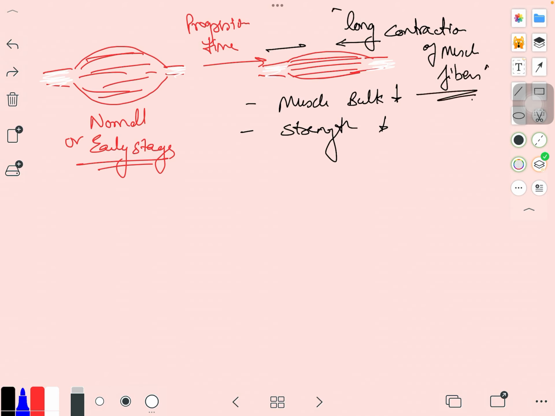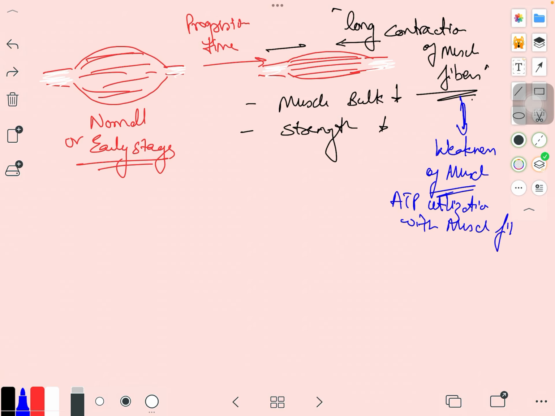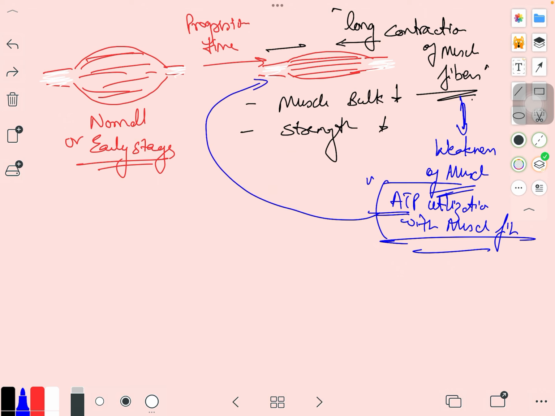And because of this, there will ultimately be weakness of muscle due to utilization of the ATP within the muscle fiber. However, this is not just for one time so that the ATP can be replenished again. It is chronic, so the same thing goes again and again, and it will result in an overall gradual decrease in the size of muscle.